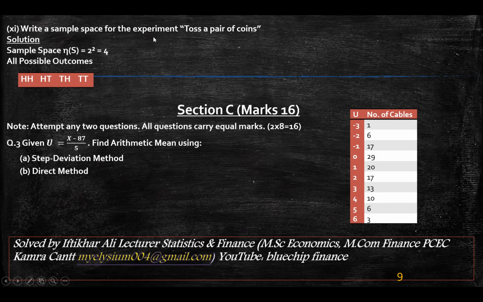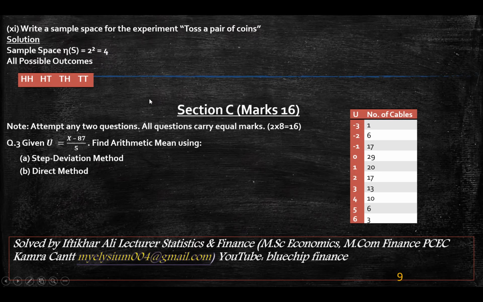Question number 11, write a sample space for the experiment: toss a pair of coins. So simply apply the counting rule. There are two aspects of a coin, head and tail, and there are two coins, so 2 raised to the power 2 will be 4, and these outcomes will be head head, head tail, tail head, and tail tail.